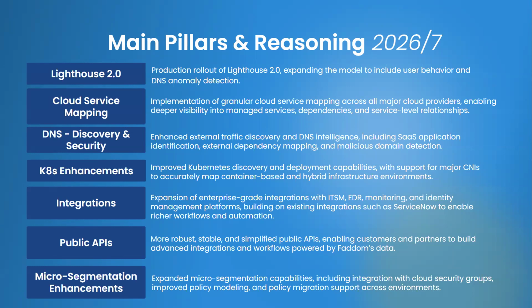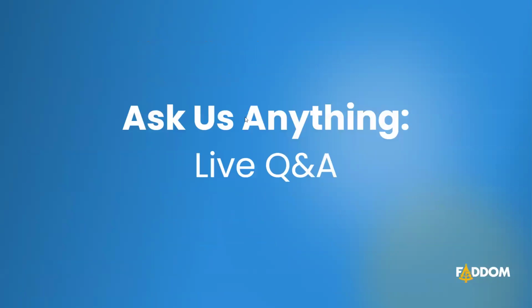What we are building now is the ability to push those policies planned in Faddom to cloud security groups, so you can make sure we will support it in the cloud. VMware NSX is also in the roadmap, but cloud security groups is the one that will be released first. We're going to start as well with the major cloud providers. Good.